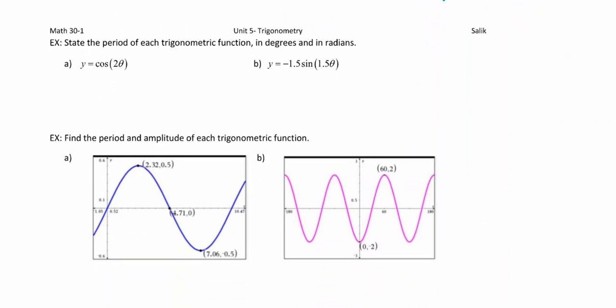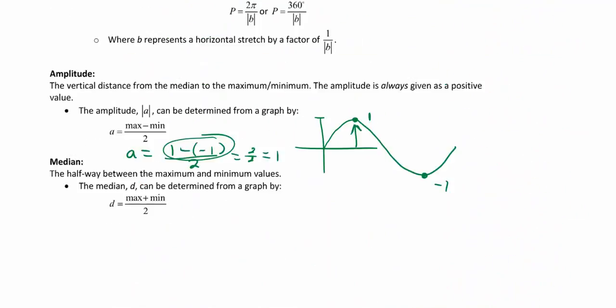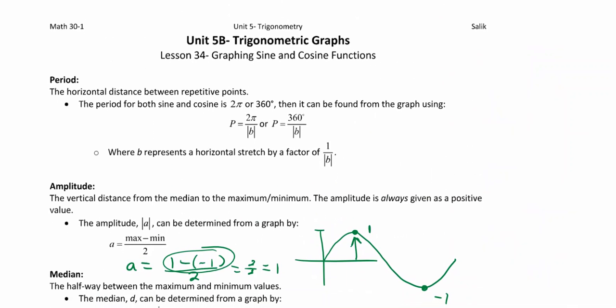Okay, for this one, it says state the period of each trigonometric function in degrees and in radians. And this time they've actually given us the b value, using our general equation. Let's look back up at the beginning. This is on your formula sheet. Sorry, I lied. This is not on your formula sheet. This will be up to you to memorize. Here's our formula: period is equal to 2 pi over b, or if you're dealing with degrees, period is equal to 360 degrees over b.